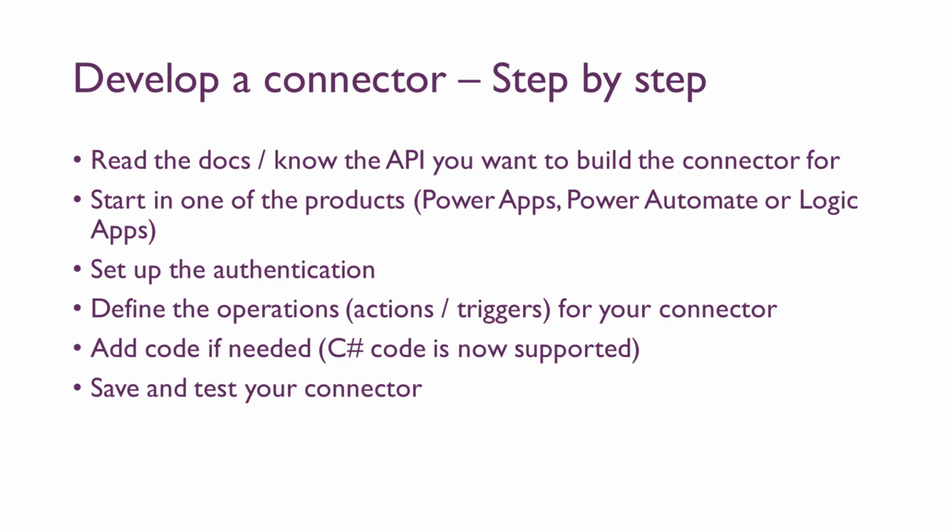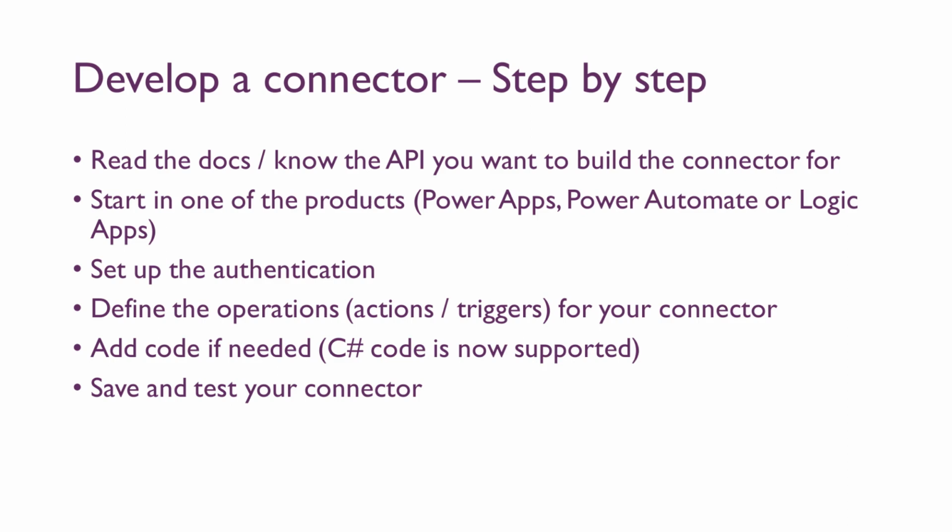You need to set up the authentication. So if you have OAuth 2.0, for instance, as an authentication type, you can use that there. We are going to use an anonymous authentication method in the demo later on, but there are a bunch of other options as well. If you have an API key on your API, you can do that as well. You can define the operations after that. When you have set up the authentication, you go to the operations tab and you can add actions and triggers in there.